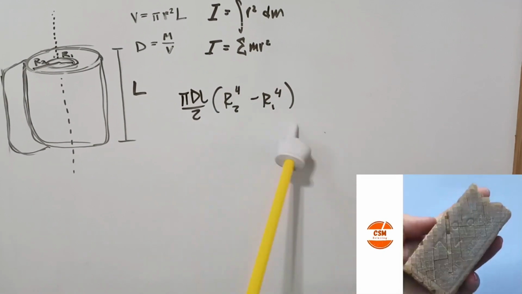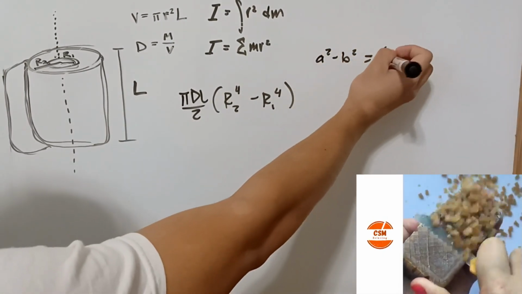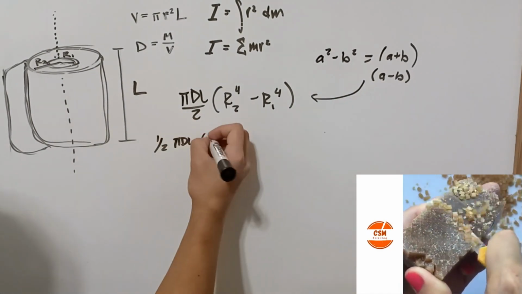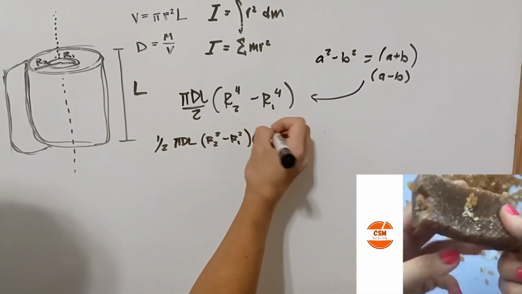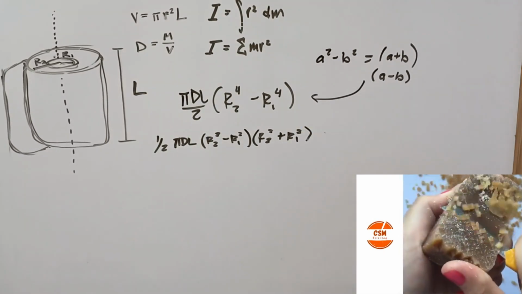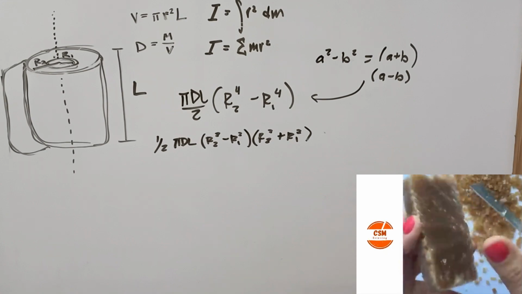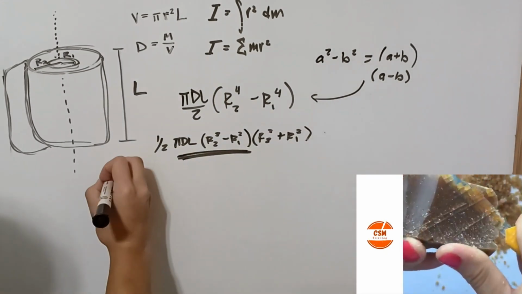Using algebra, you'll notice that r2 to the 4th power minus r1 to the 4th power is a difference of squares. You can then break up the entire equation to give you 1/2 pi dl times r2 squared minus r1 squared times r2 squared plus r1 squared. With this large equation, we can simplify it.